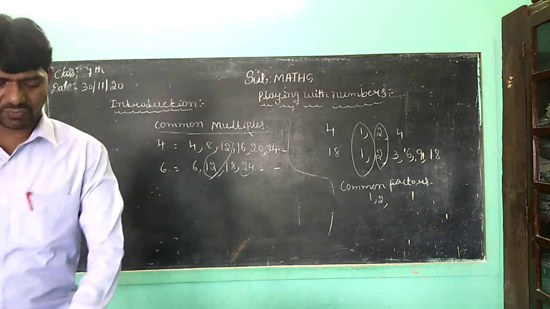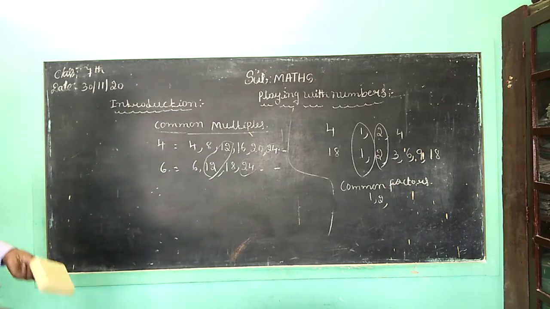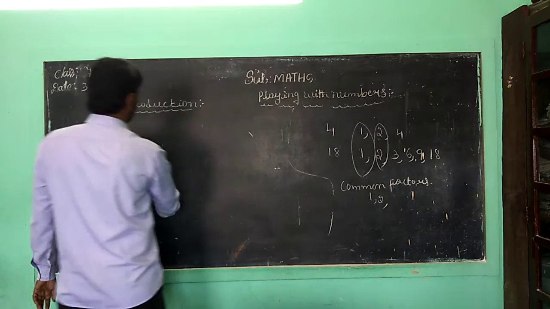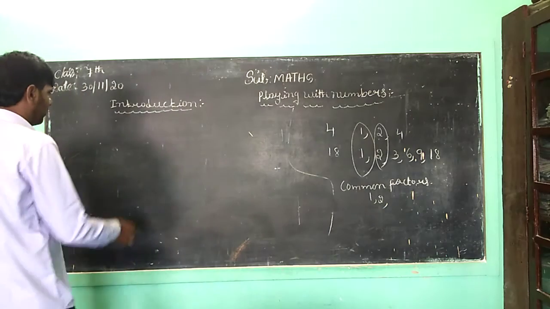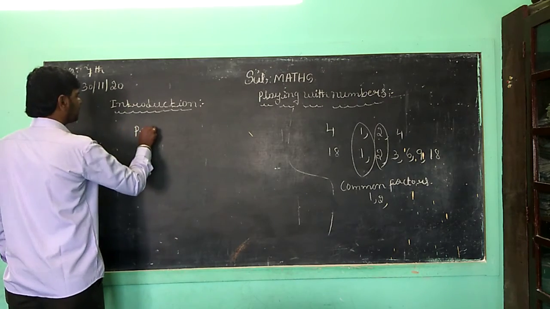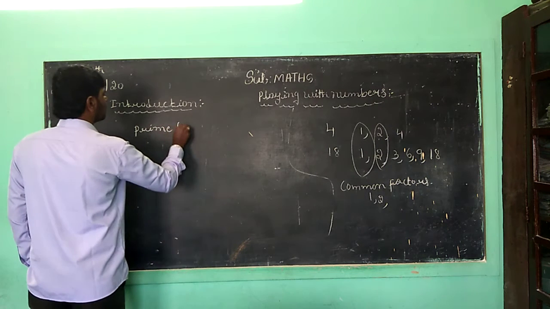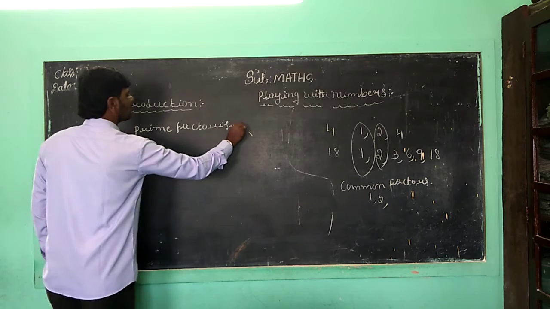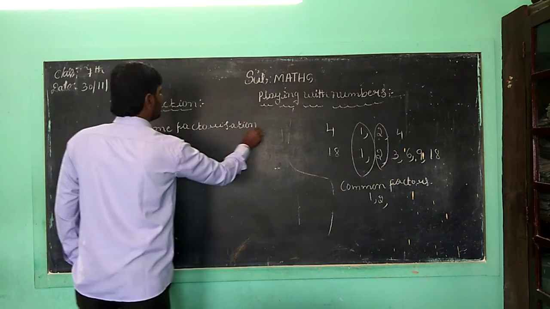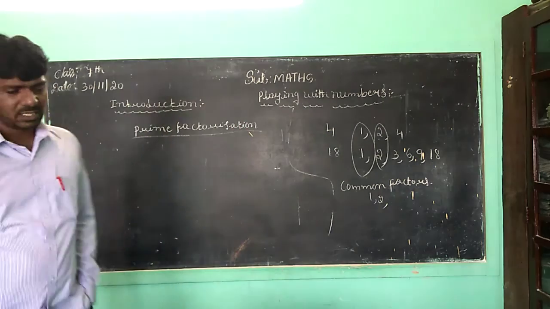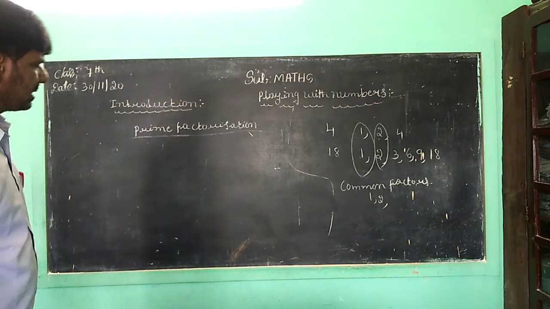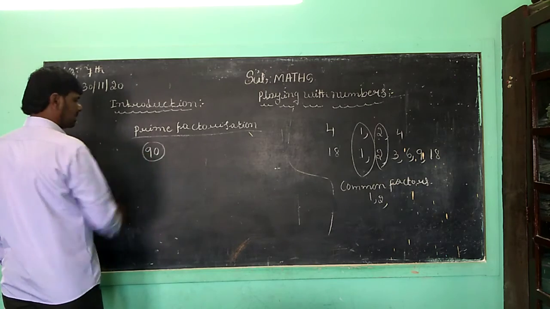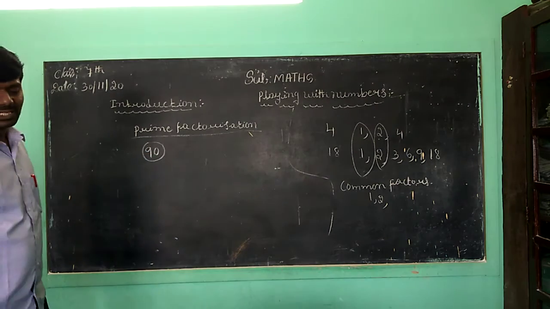Children, next we want to take prime factorization. What is prime factorization? See children, next is prime factorization. Correct children? Now we want to take prime factorization. Suppose one number is there, children, 90. Correct. How do we find the prime factorization, children?